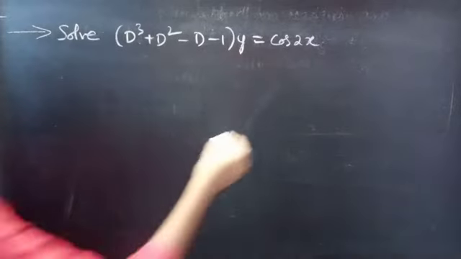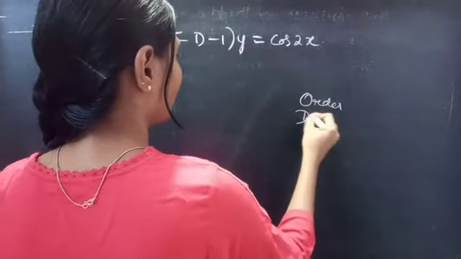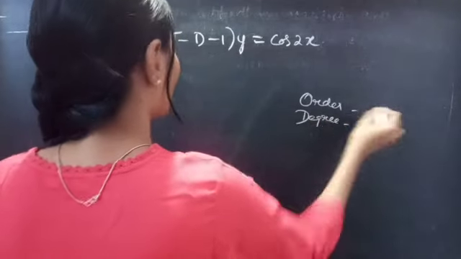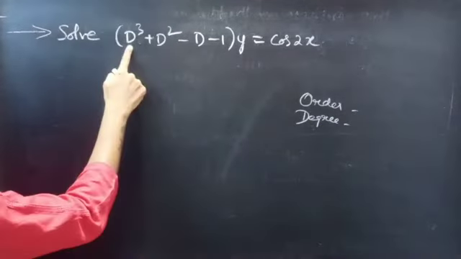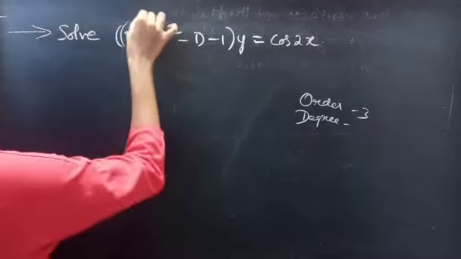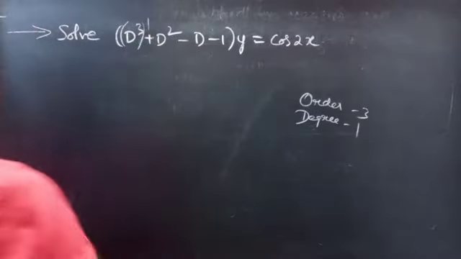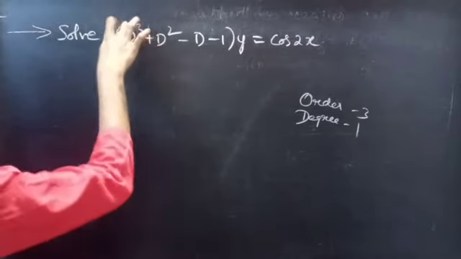Firstly, let's find the order and degree of the given differential equation. Identify the highest derivative here. D cube is the highest derivative, so our order will be 3. And the highest power of the highest derivative, which is 1, is our degree.